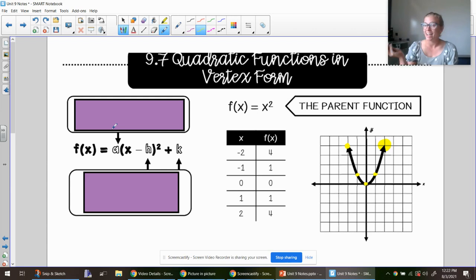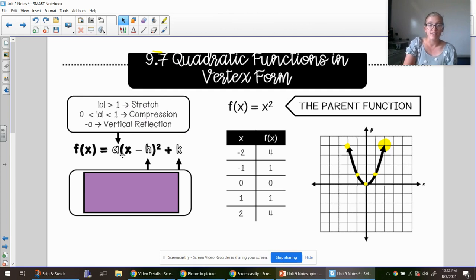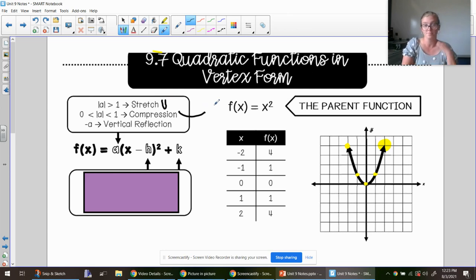Vertex form tells us how we're going to shift from our parent function. The rules for a quadratic and for absolute value are the exact same. Let's review them. With a quadratic, if the absolute value of a is bigger than 1, it's a stretch. If this a value is between 0 and 1, it's a compression. It gets flatter. So as a quick reminder, a stretch would make it a nice narrow U. And a compression would make it a nice wide parabola. If a is negative, it's a vertical reflection and it is going to flip upside down.